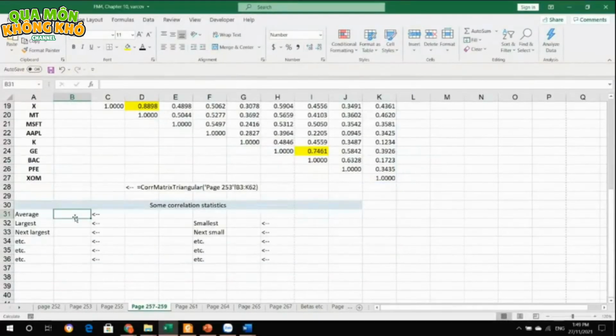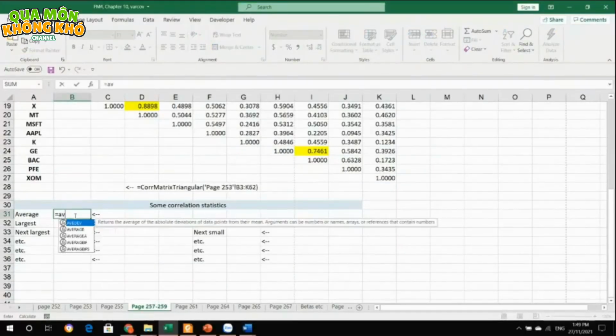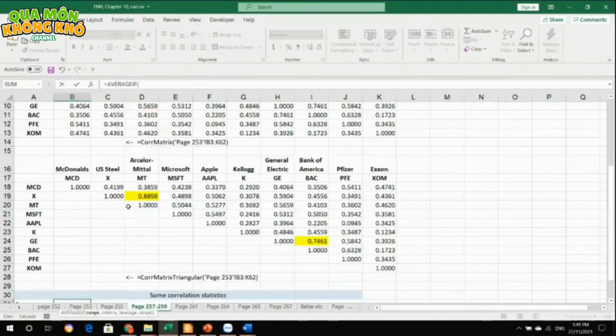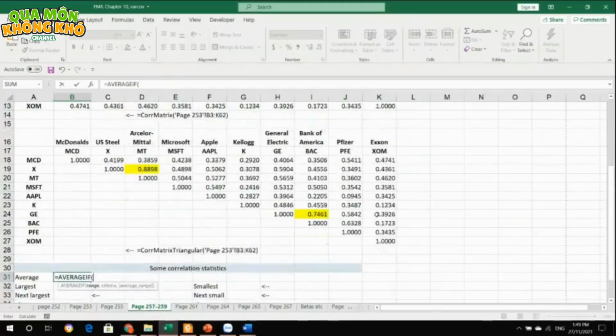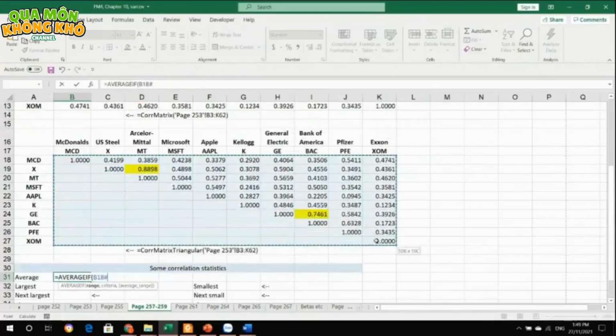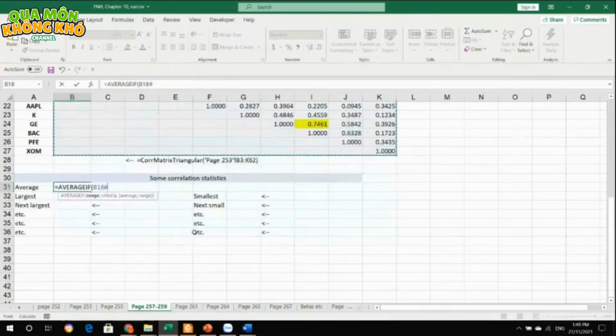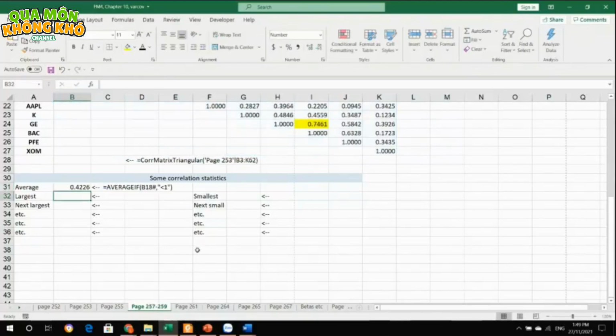Some statistics, we have average. We use AVERAGEIF because we ignore the correlation equal to 1 and just take the value of the other values. So AVERAGEIF here, and we add a condition lower than 1, enter.